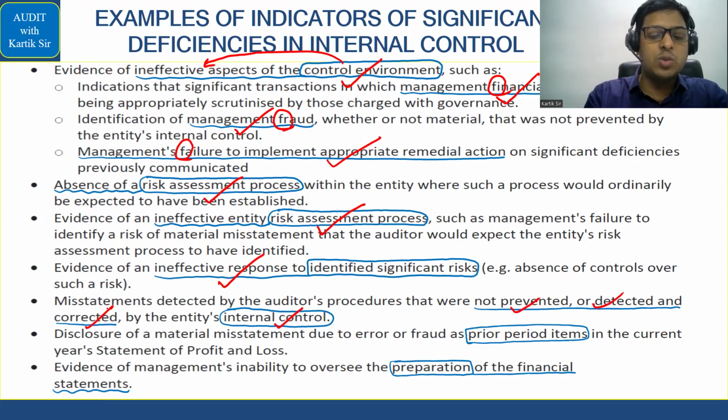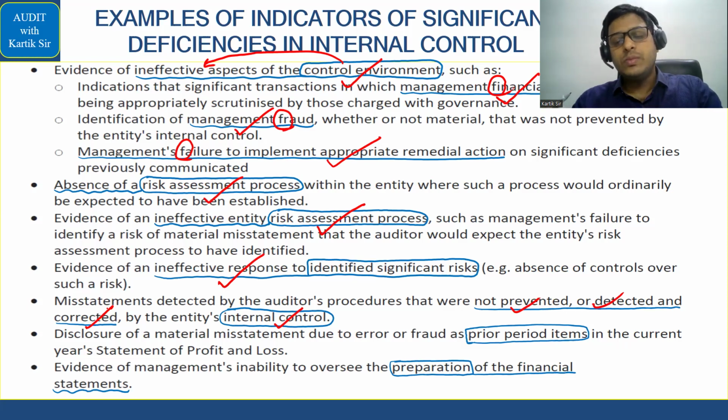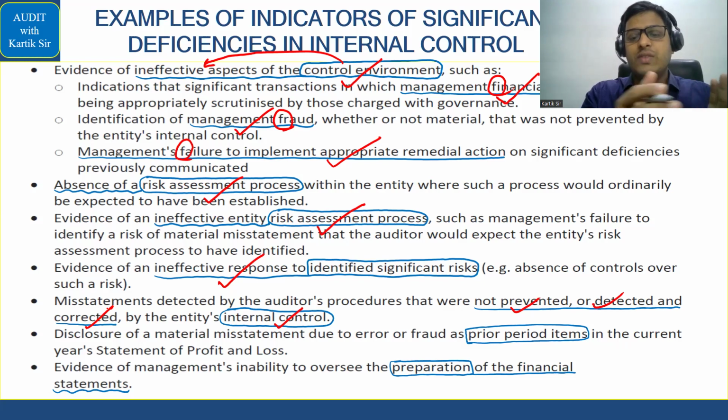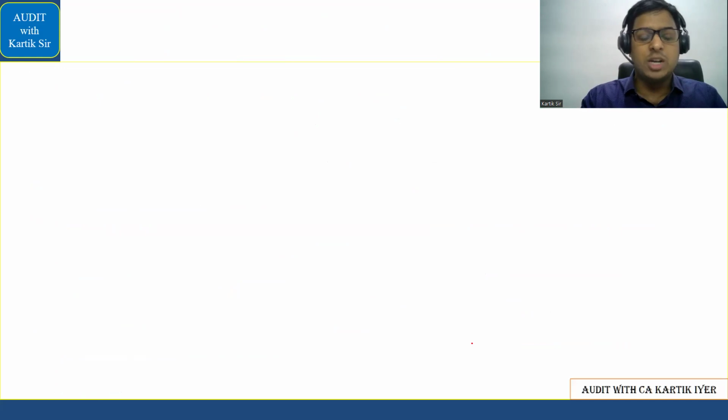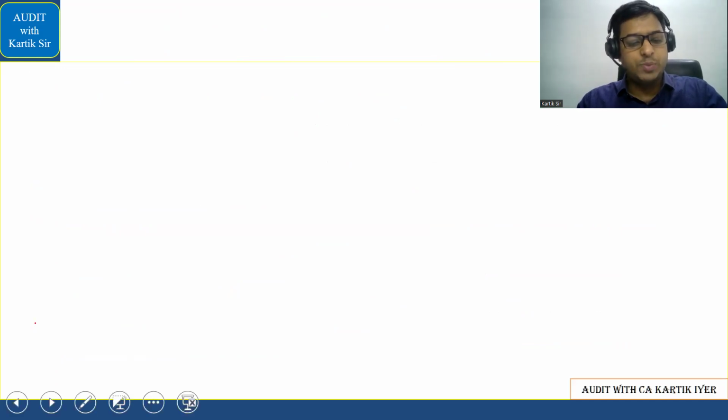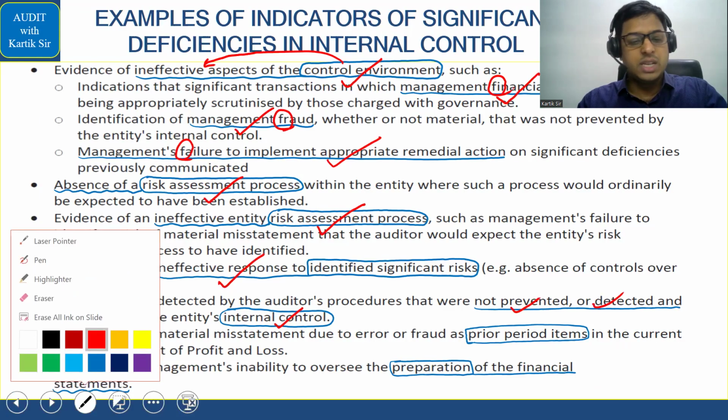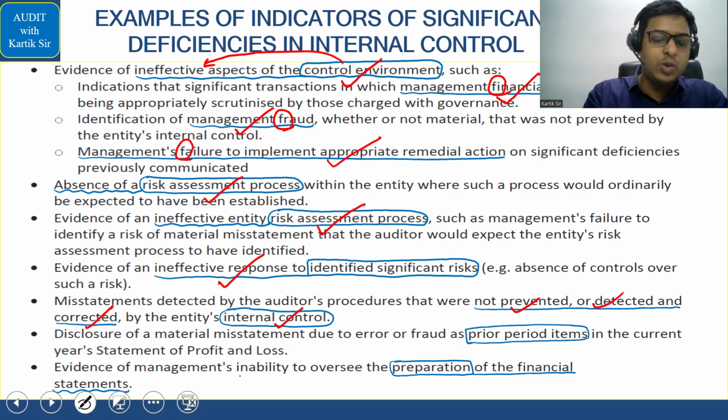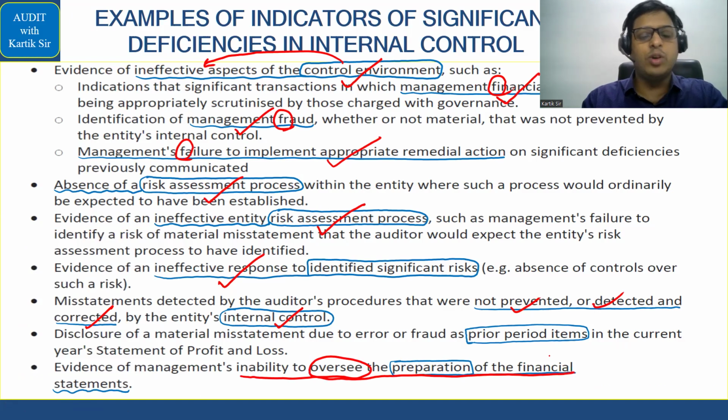And then after that, you will see that because of prior period items, we are having problems in this year. That is basically the prior period items causing an issue in relation to the current period's audit. And the last point is that the management is unable to oversee the preparation of the financial statements, which is a bad thing because the management doesn't know whether the financial statements are prepared properly or not. That is basically this: oversee the preparation of financial statements and prior period items, the two P's. Okay, that is this point.